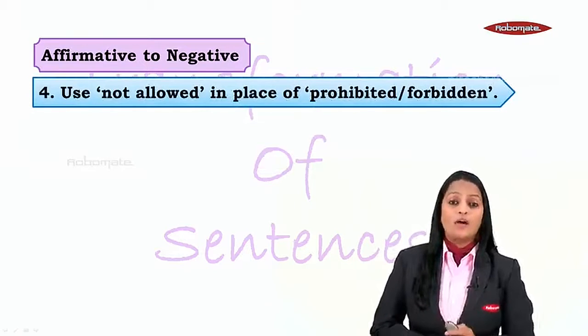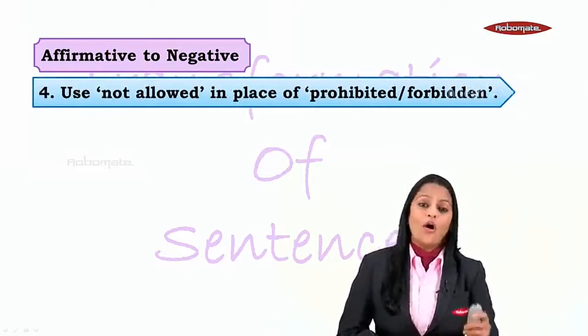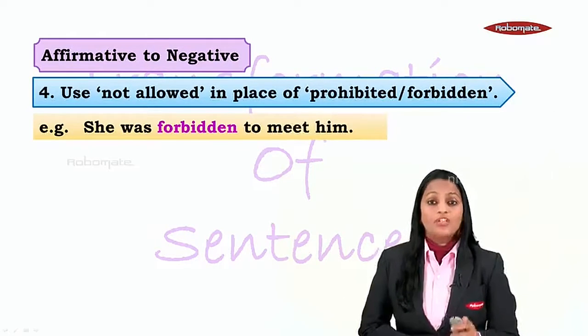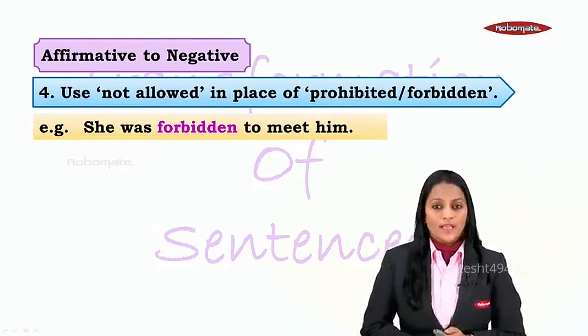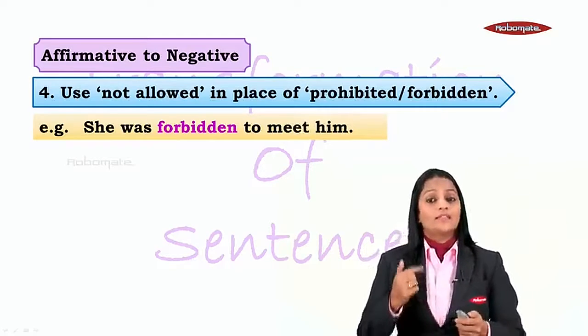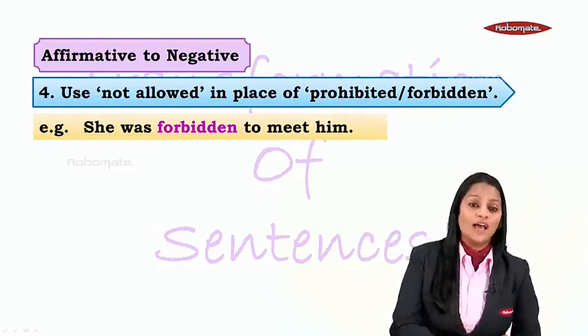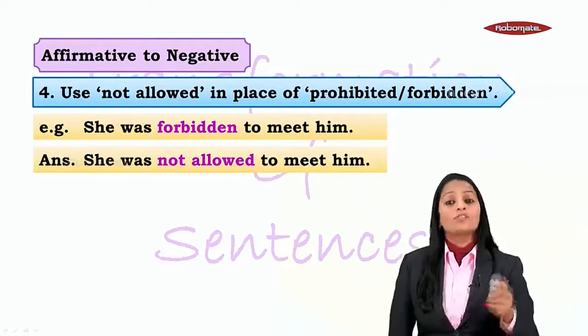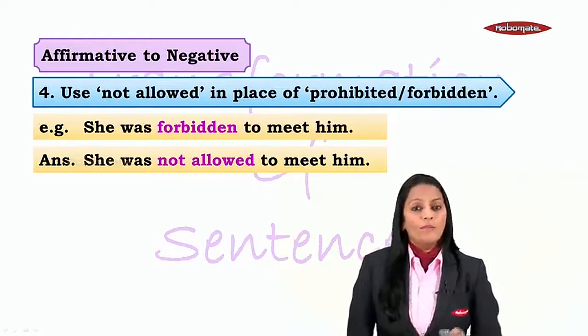Use not allowed in place of prohibited or forbidden. Now, she was forbidden to meet him. Here again, we will use the opposite, that is allowed, and then we will use a negative word. She was not allowed to meet him.